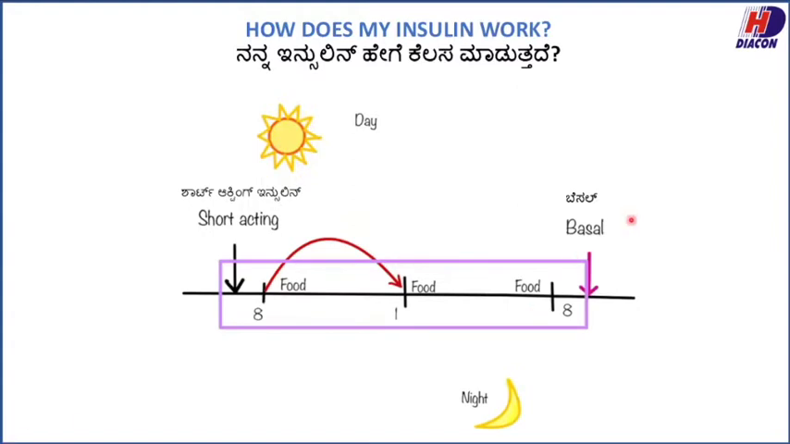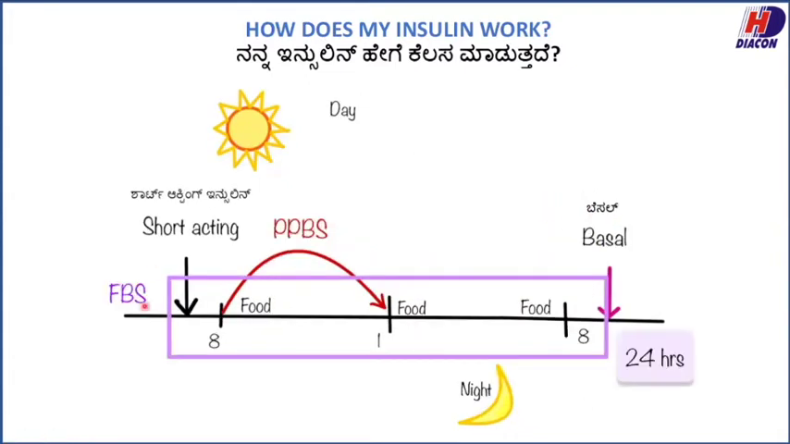What happens when you take the basal insulin? Basal insulin, irrespective of when you're taking it, morning or night, works for 24 hours. Make sure that your body is getting some amount of insulin throughout the day. Your short-acting or mealtime insulin controls your post-breakfast blood sugars, and the basal insulin controls your fasting blood sugars. Therefore, we use the fasting blood sugar and the postprandial blood sugar to adjust our insulin at home.